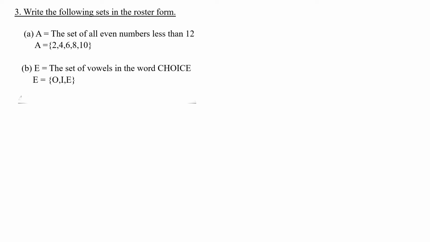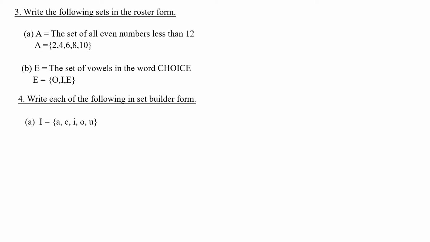Okay. Now we'll move to the fourth question. Write each of the following in set builder form or rule method. So first question, set I equal to the elements A, E, I, O and U. You know what these are? These are the vowels of the English alphabet. So you'll write down in rule method: set I equal to open curly bracket X such that X is a vowel in the English alphabet, and close the curly bracket.